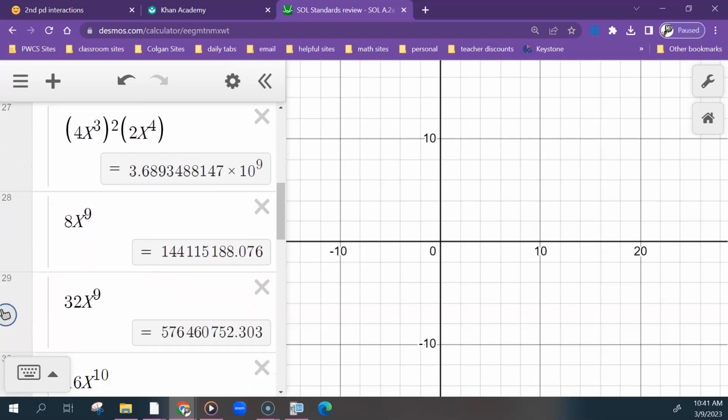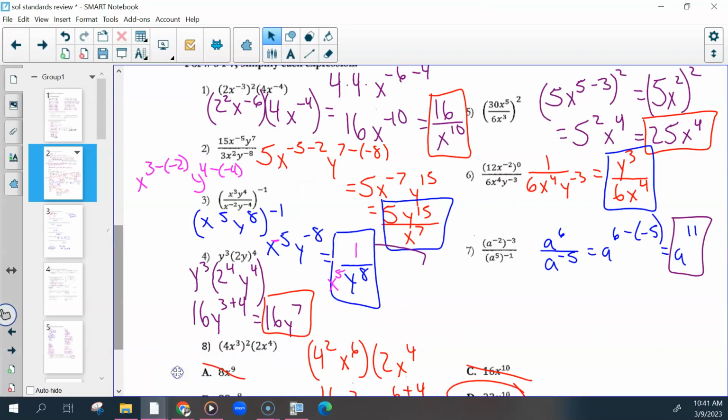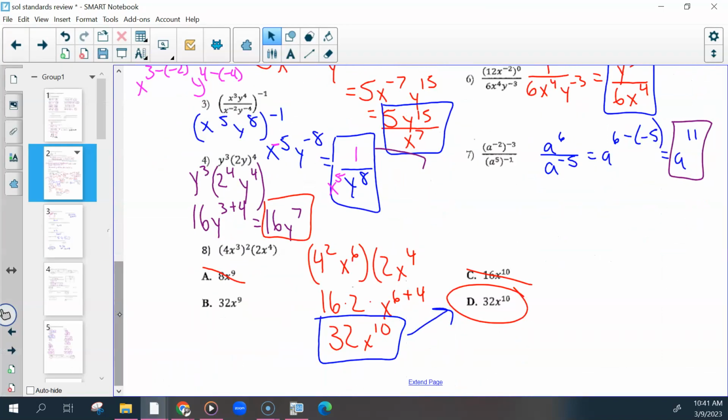For 8, you can put in the original, put in all your answer choices and see which one matches. And the last one would be that one. So D, I think, was that answer. So the work is up there, but you can also check yourself in Desmos. Questions on how we check that in Desmos or questions on this page? On the next page, I'm going to have you write down these answers, and then we'll go over Desmos when we get back.